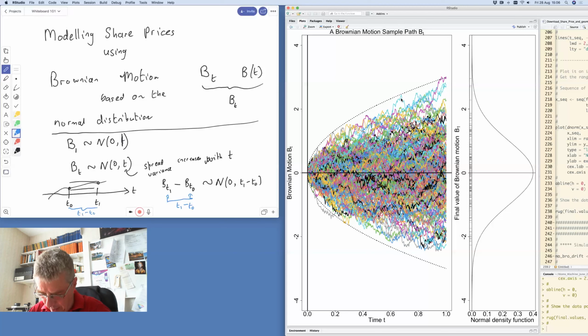Another feature of Brownian motion is that at time 0, Brownian motion starts at 0. So all these curves that I'm plotting here are starting at 0 and then moving out and spreading out from 0. We'll use these features that I've written down later on.